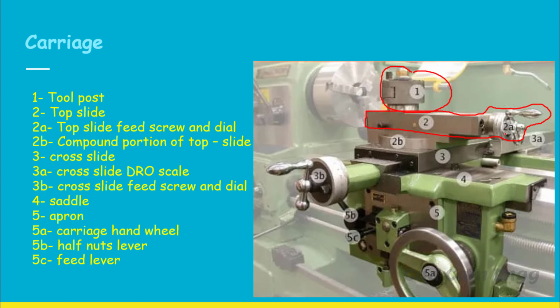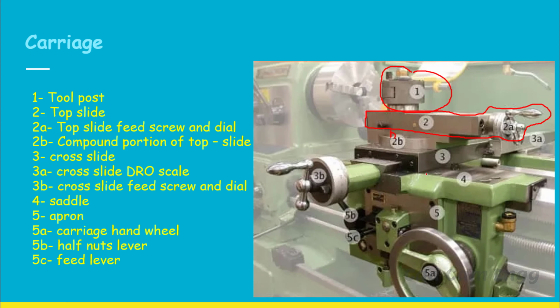Next, 2A we also saw. 2B is the component portion of the top slide. We have some angle marking here. Here we have some nut and bolt. When we open the nut and bolt, we are able to rotate the entire setup of the tool post and top slide. The purpose is for making a chamfer or round in the workpiece.